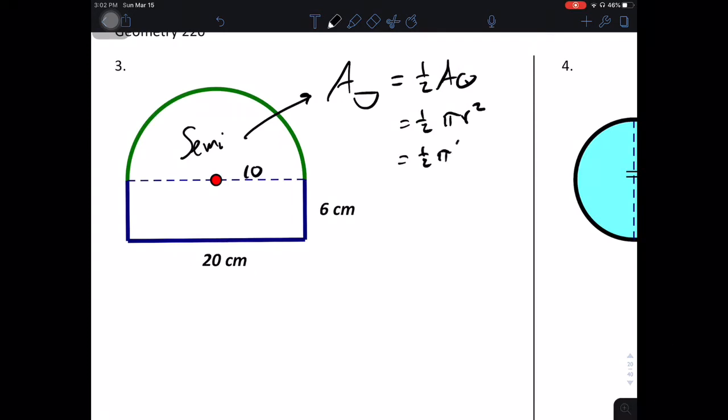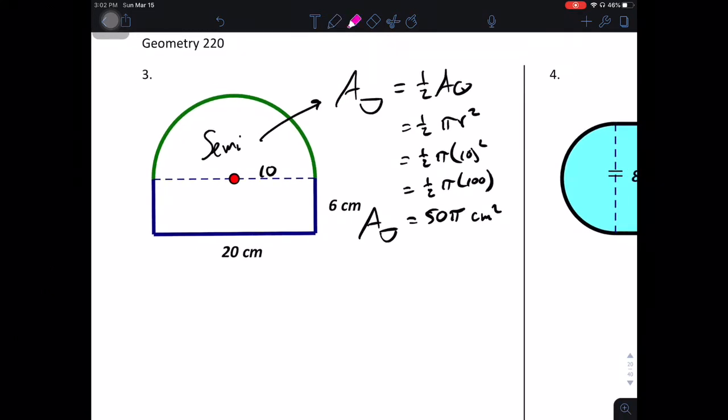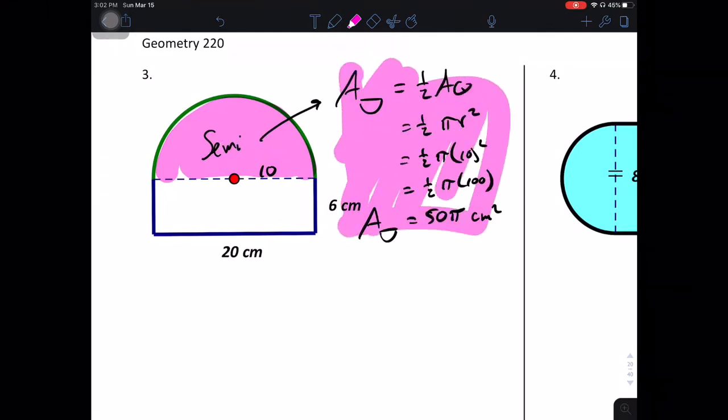So that's half times pi times 10 squared. That's half times pi of 100. That's 50 pi square centimeters. That gives us this portion. We got to also find the area of this rectangle.